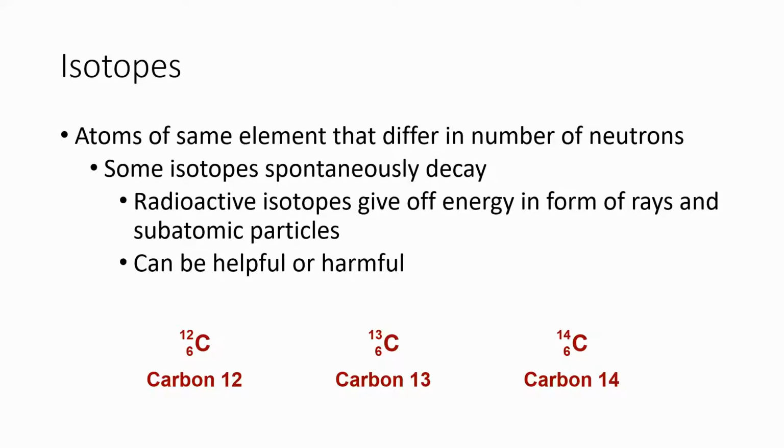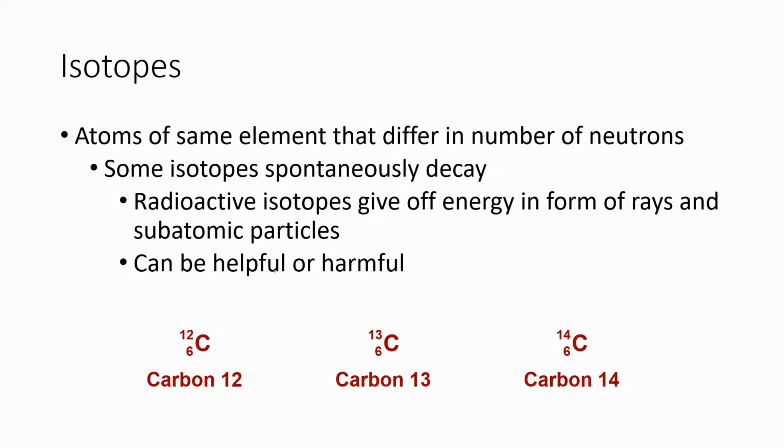Neutrons don't change the chemical or physical properties of an element except in one way. Depending on the number of neutrons you have in the nucleus of an atom, it can give it the property of being radioactive. So radioactive isotopes tend to give off both particles and energy, and most of the time we'll hear about it being harmful, though we do have some uses for radioactivity, both medically and within biology in general. So what I have up here are 3 different isotopes of carbon.